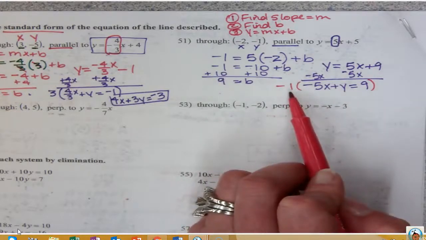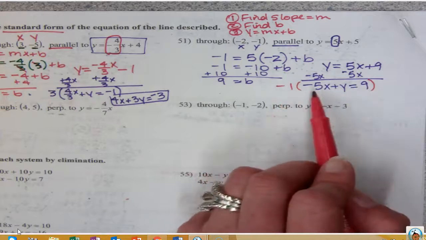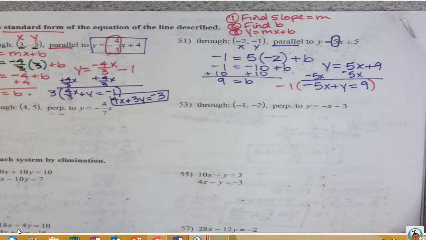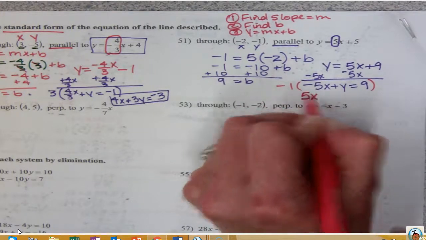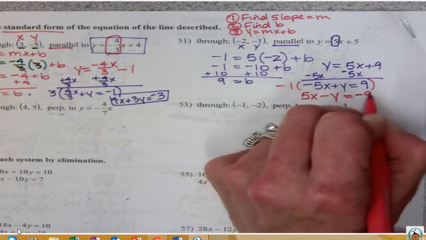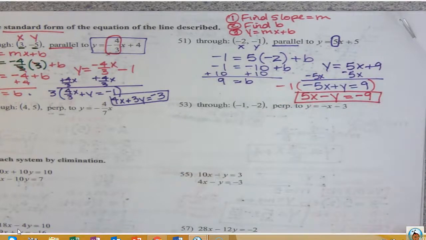Why do I multiply by a -1? Because that's not going to change any of the numbers, but it will change the sign from negative to positive. So when I multiply that by a -1, I'm going to get positive 5x minus y equals -9. This is an okay standard form. Okay, that's it for this video, and then I'll go on to the very last video.